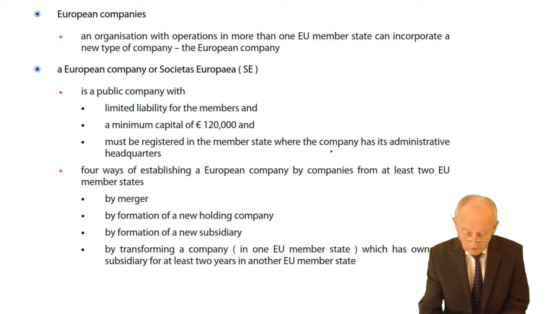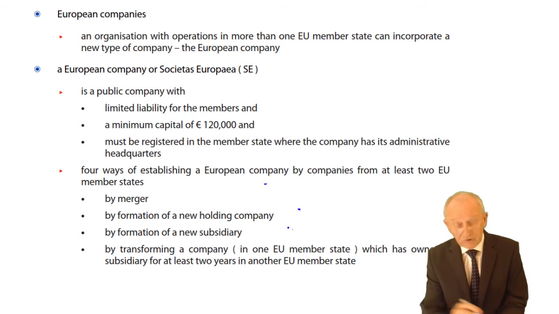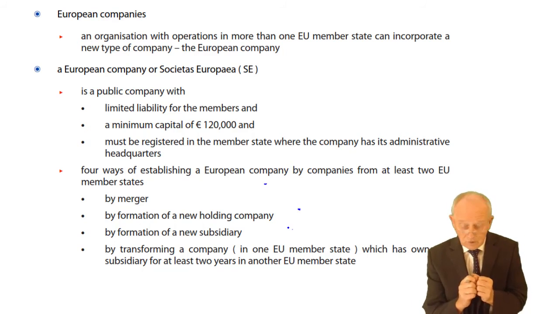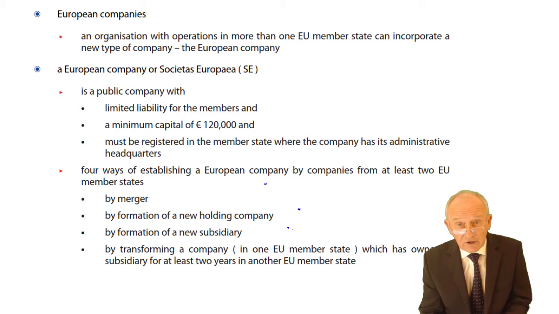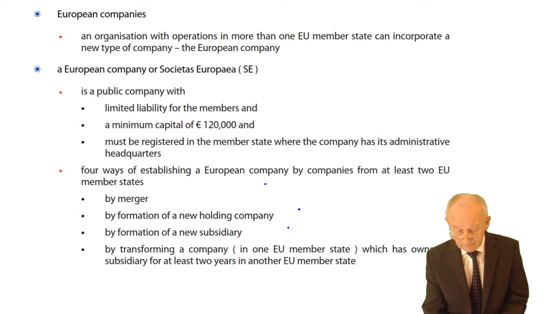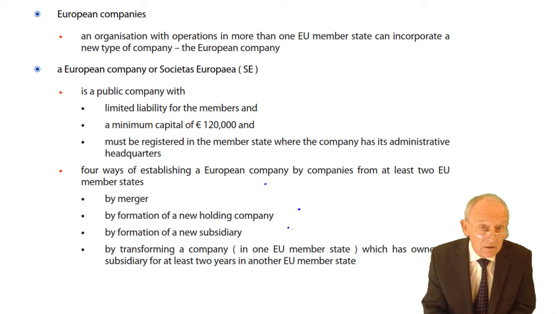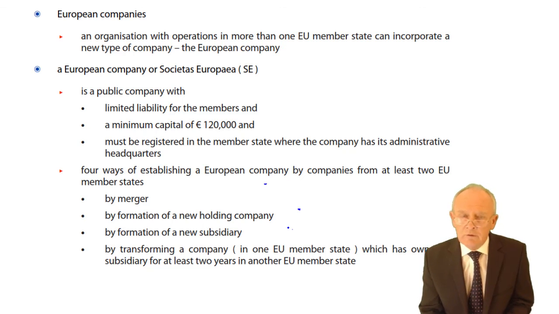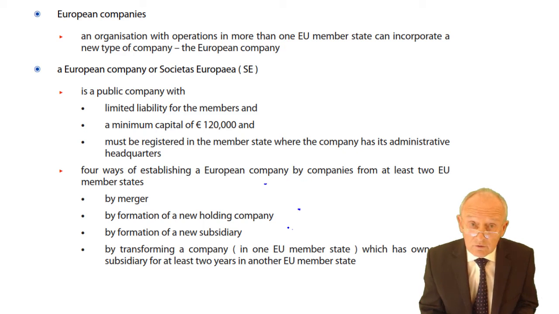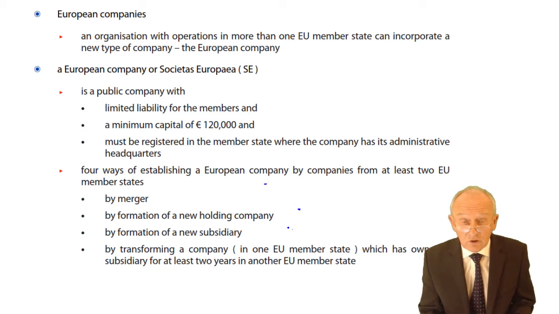Four ways of establishing: by merger, by formation of a new company, by formation of a new subsidiary, or by transforming a company that already exists in one EU member state. It's owned as a subsidiary for at least 2 years, and then we can register it in another EU member state. I have no more to say. If you desperately want to, then I suggest you could look it up in one of the approved texts. But if it were me, I wouldn't. It's not going to come in your exam.